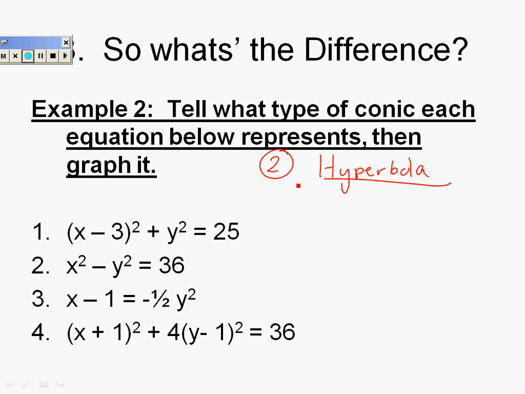What would I do first? Divide everything by 36, which would make a 1 here. And 36 is on the bottom. What's my center? And then my x radius and my y radius are both 6.